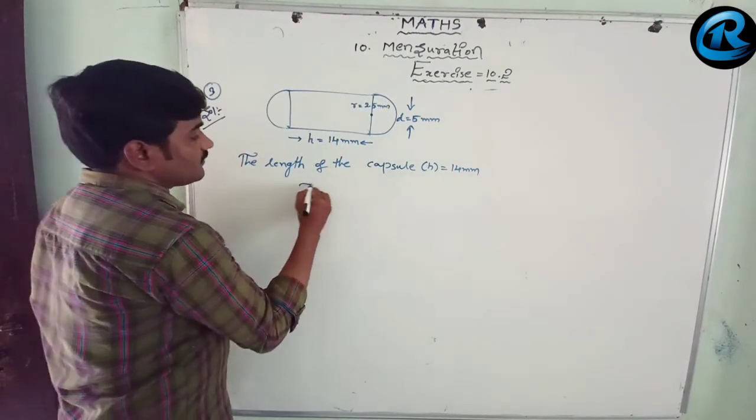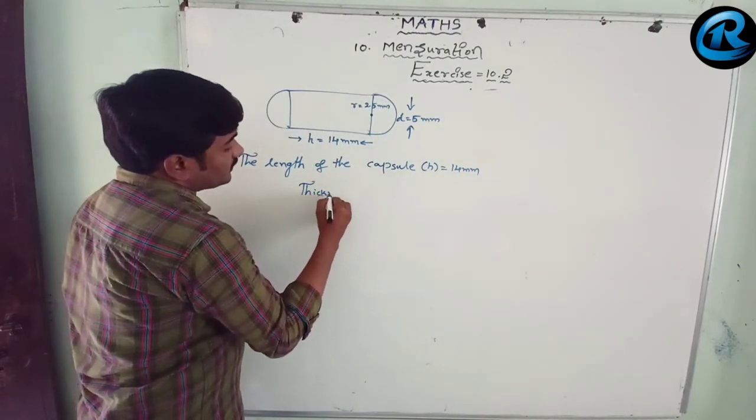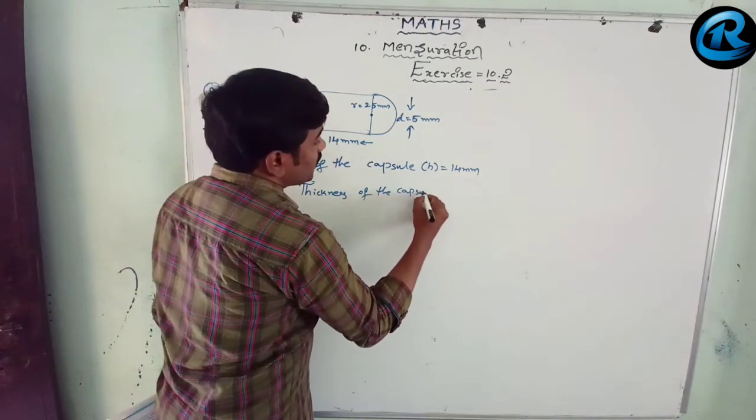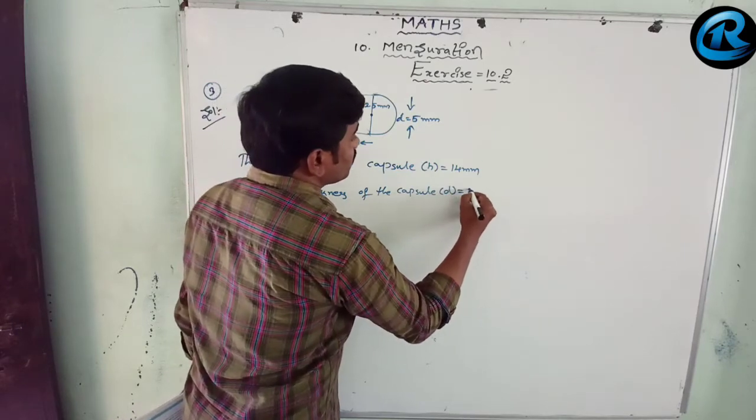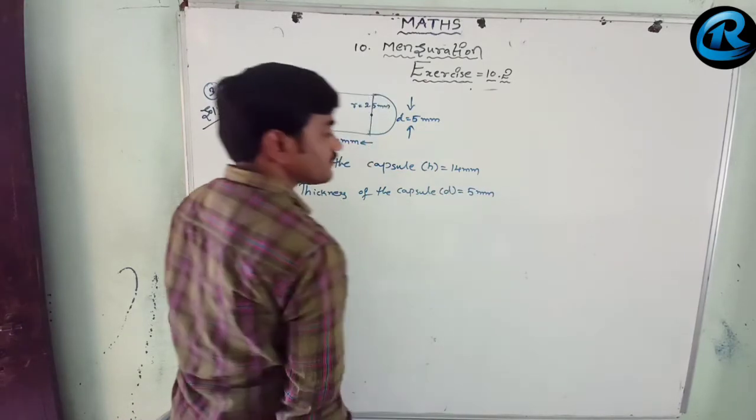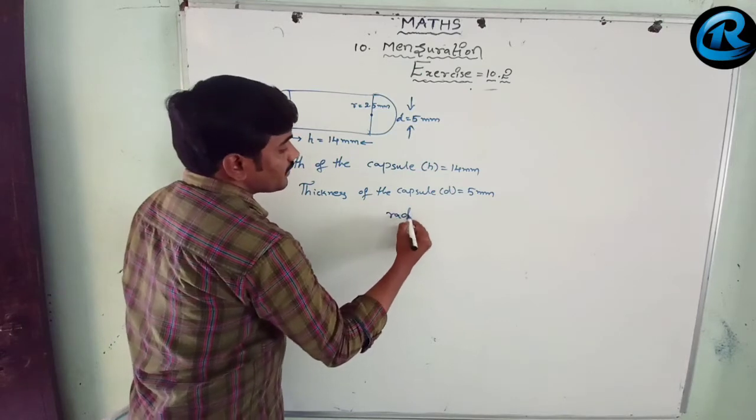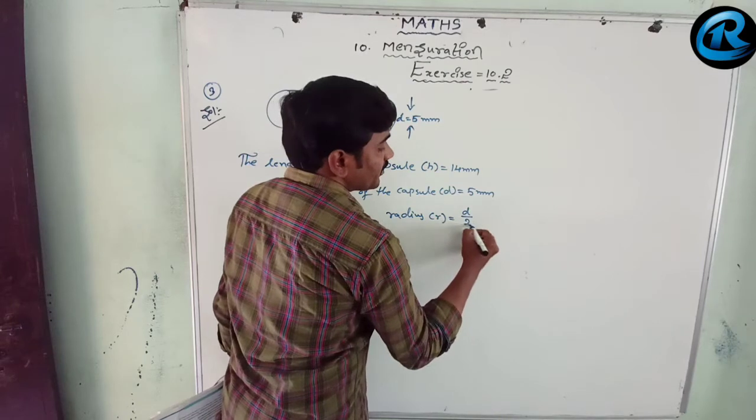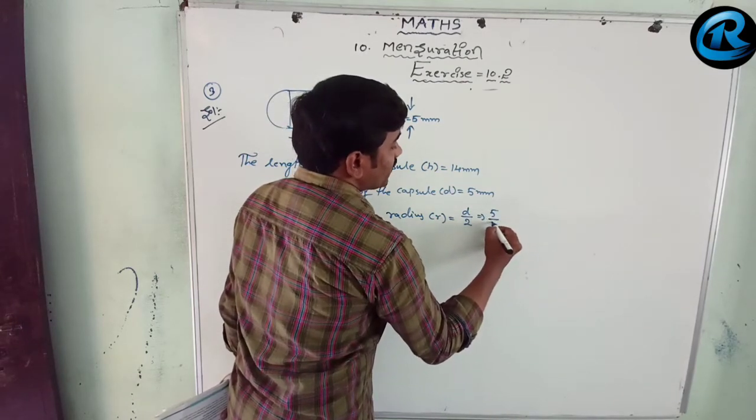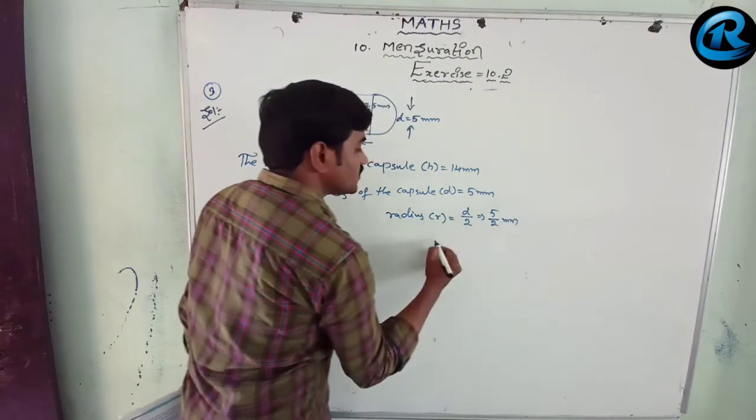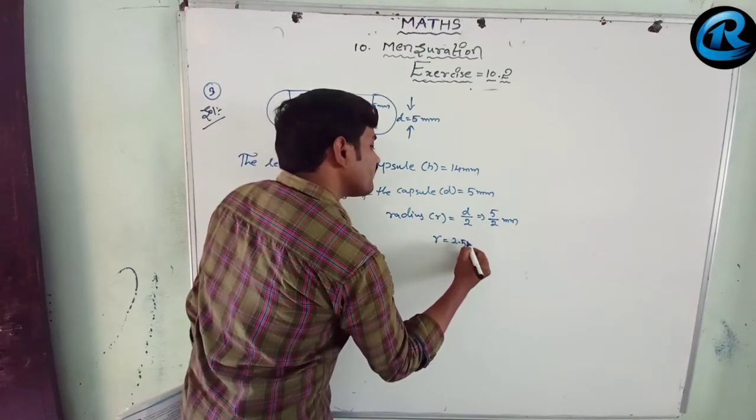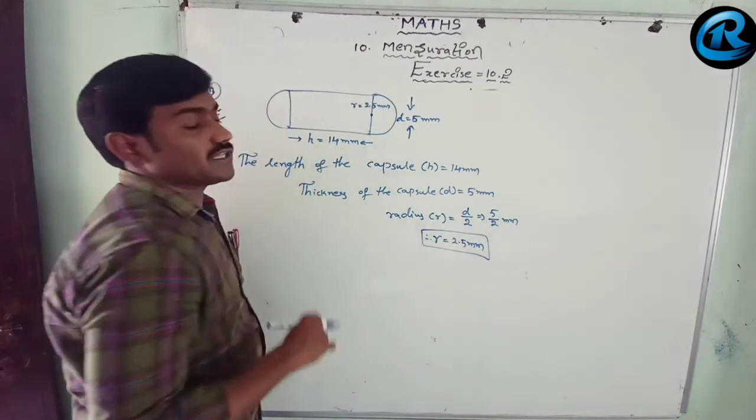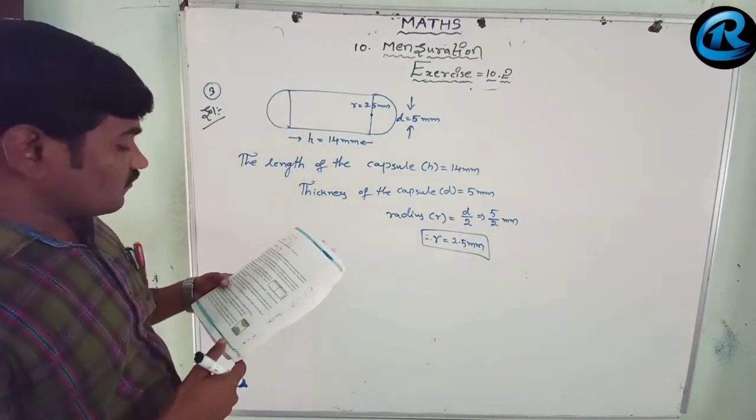and the thickness of the capsule, nothing but a diameter, equal to 5 millimeters. Then the radius, thickness and diameter, radius will be diameter by 2, that equal to 5 by 2 millimeters. 5 by 2 is nothing but R equal to 2.5 millimeters. mm is nothing but millimeters. So find the surface area.